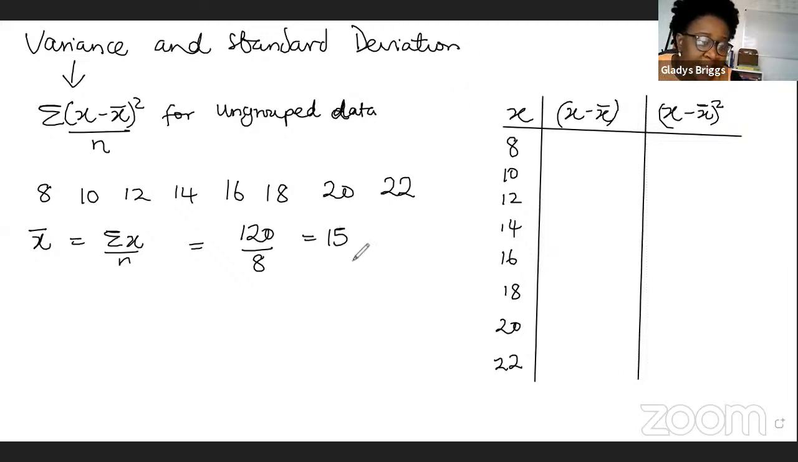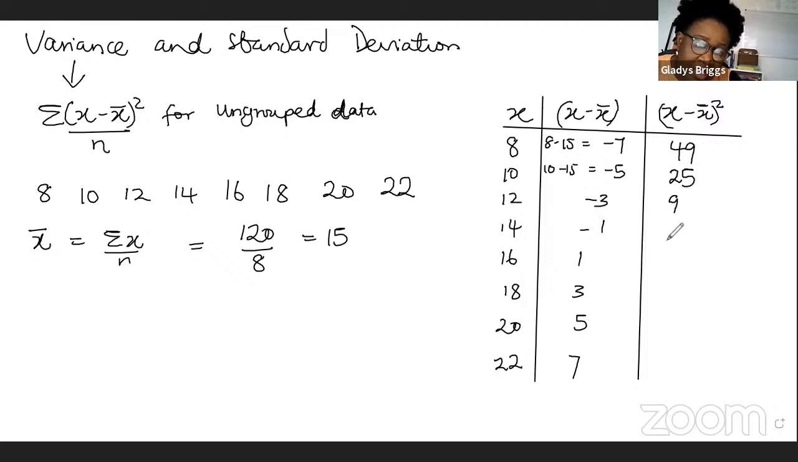Now x minus x bar, we worked out our x bar to be 15. So 8 minus 15 is -7. You can write that down. You don't require the absolute value. 10 minus 15 is -5. Here you have -3, -1, 1, 3, 5, and 7. Then you have to square all of them. So here you would have 49, 25, 9, 1, 1, 9, 25, and 49.